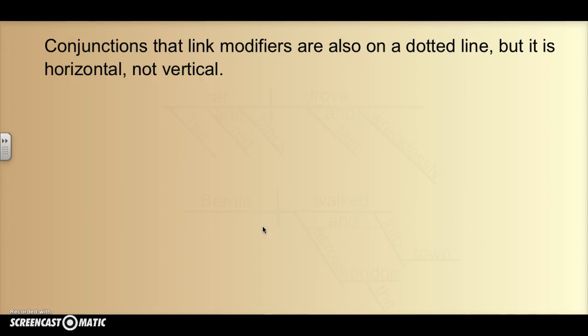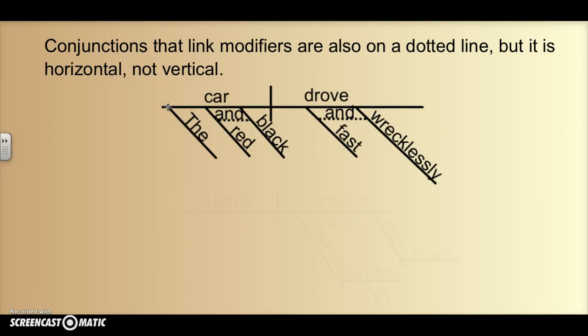Conjunctions that link modifiers also go on a dotted line, but it's horizontal, not vertical, because the modifiers are already on a diagonal line. So, the red and black car drove fast and recklessly. The is your definite article. Red, black, those are both adjectives describing car and is linking them together. Fast and recklessly are both adverbs modifying how it drove.